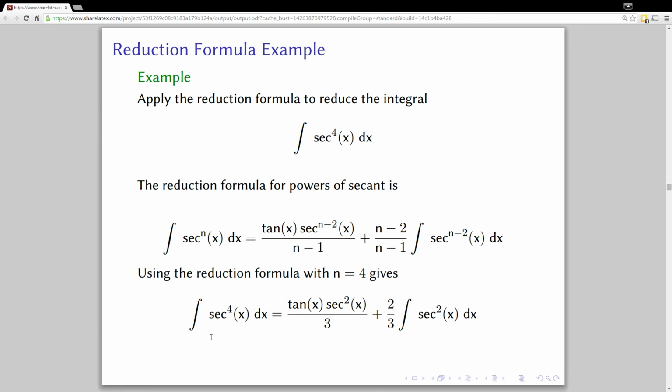So if you had a really high power of secant that you needed integrated, you could repeatedly apply this reduction formula over and over again and eventually knock down the power to something that's easy to integrate. And so secant squared, that just integrates to tan, and so that's it for this one.